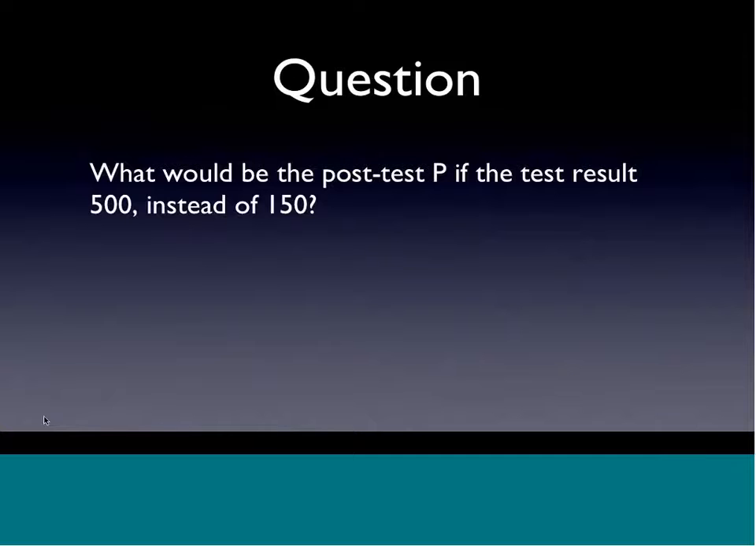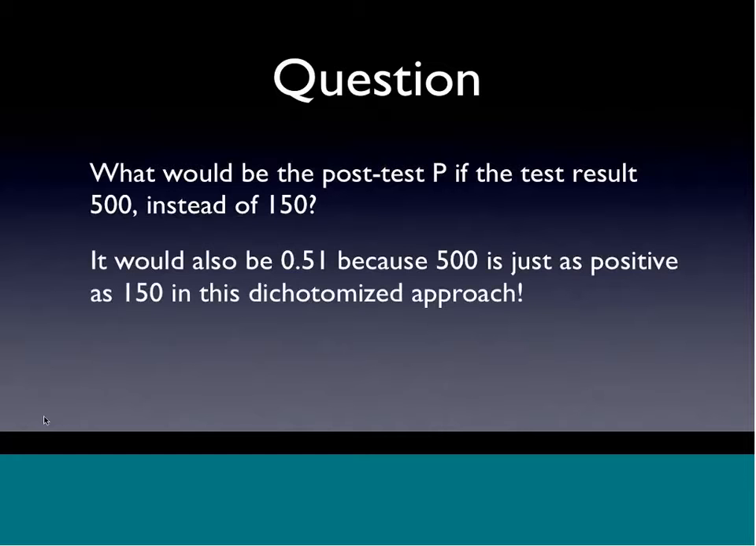So one question: what would be the post-test probability if the test result was 500 instead of 150? Because we dichotomize the test result, it would still be 51%. 500 is just as positive as 150.